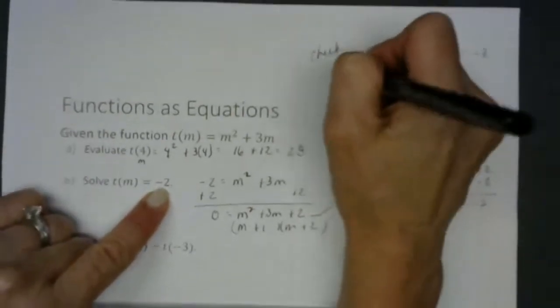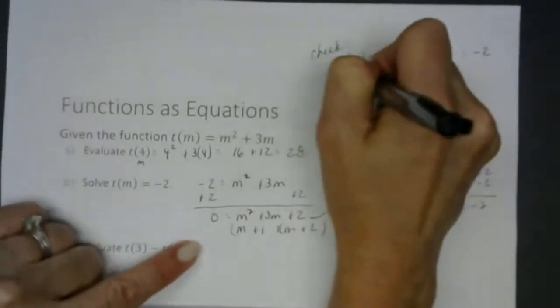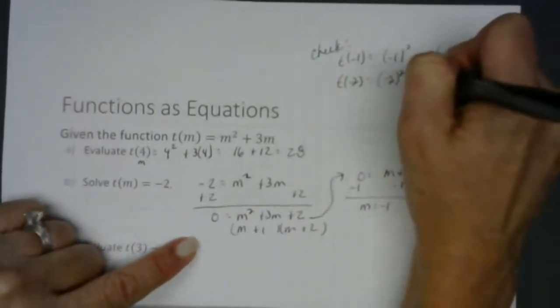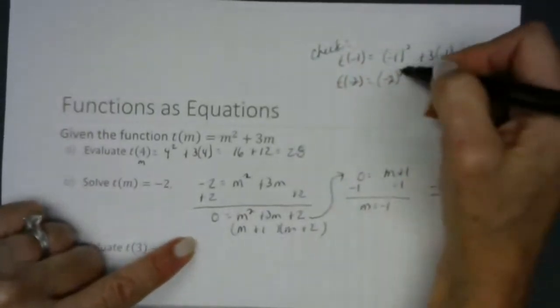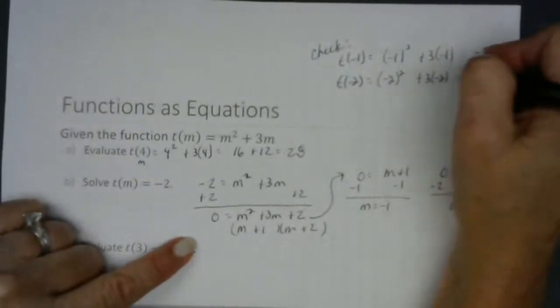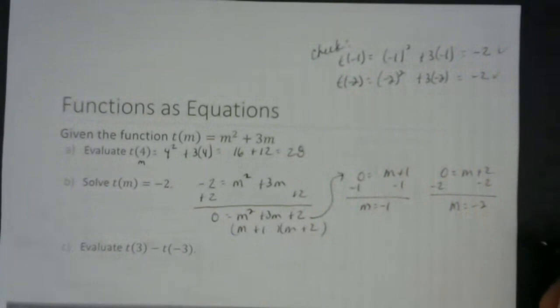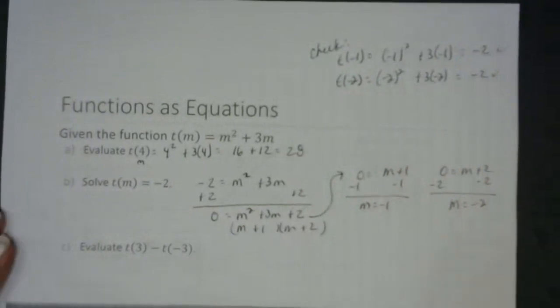Now let's check the other one, t of -2. T of -2, well, that's going to be (-2) squared plus 3 times -2. Well, is that +4 minus 6? That's -2 again. So yeah, that does check. Those solutions are correct. Right.